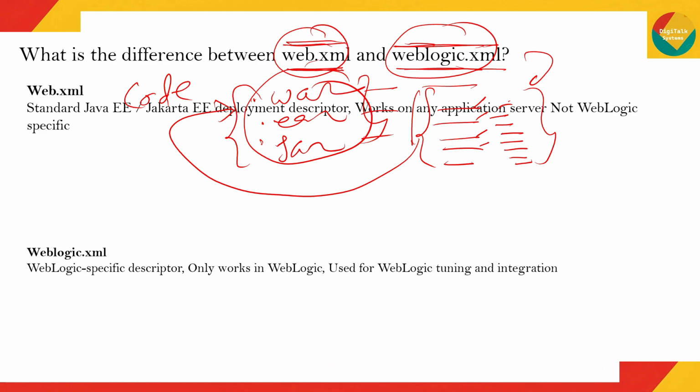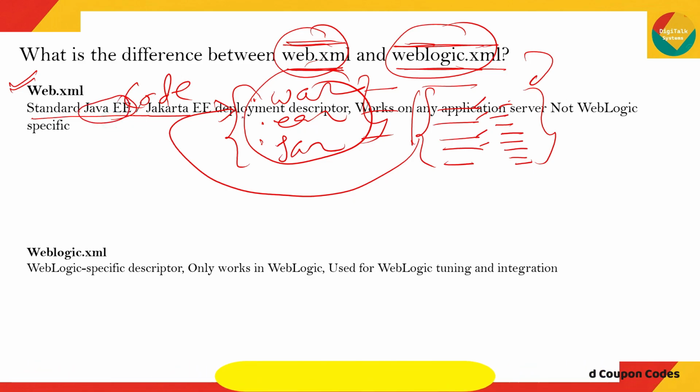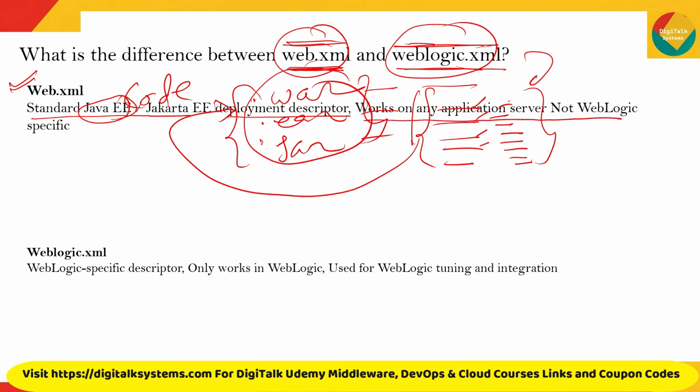Okay, so it's very straightforward. Web.xml is a specific file which contains the descriptors for standard Java Enterprise Edition. That means when we develop the code using the Java Enterprise Edition specifications, this contains multiple descriptors in the XML file that work on any application server, not specific to WebLogic.